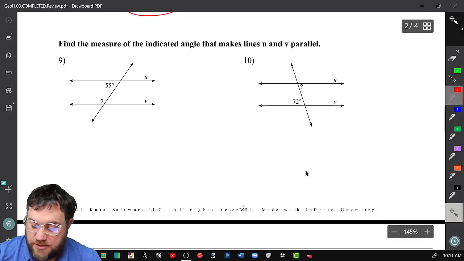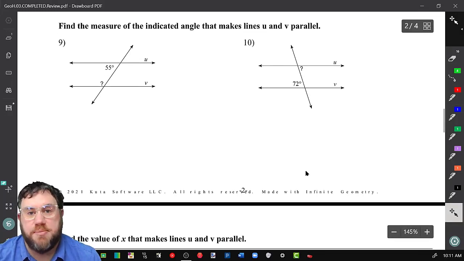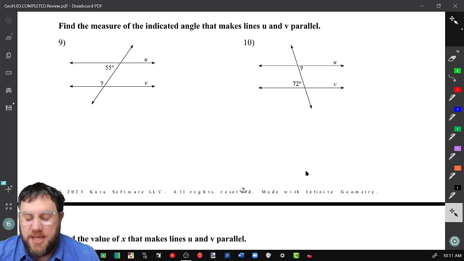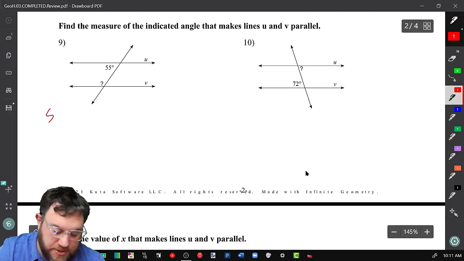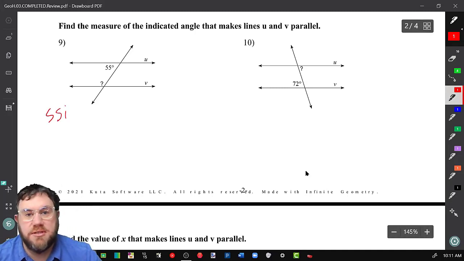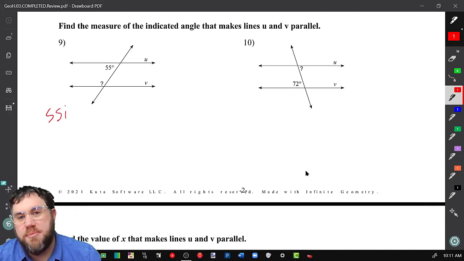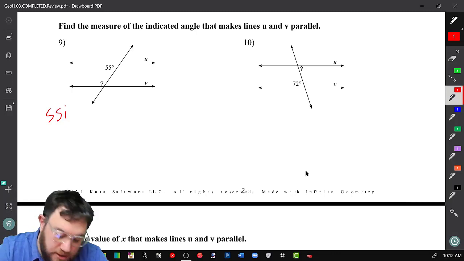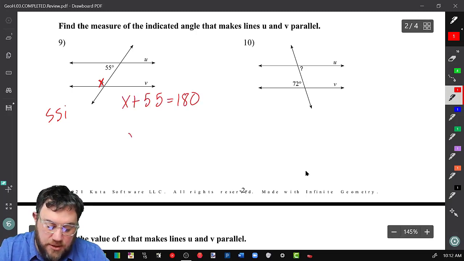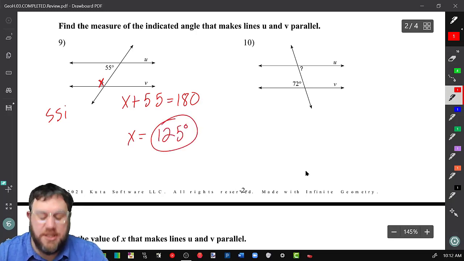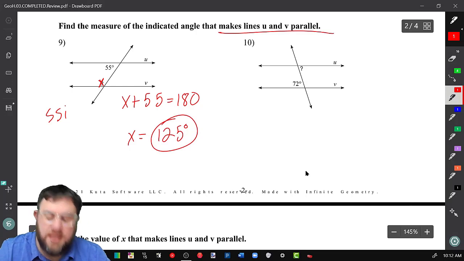So in this next group, we're trying to make the lines parallel, but the way we set it up is identical. Okay, in number 9, these are same side interior angles. If we want the lines to be parallel, these have to be supplementary. I'm going to call this one x. So x plus 55 equals 180. So that missing angle has to be 125 degrees to make the lines parallel.